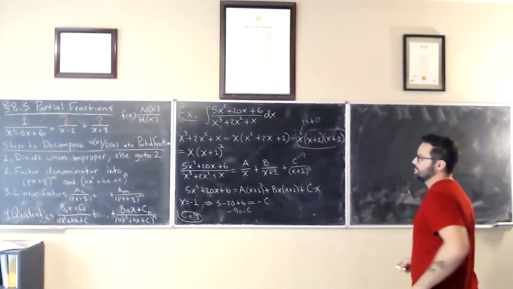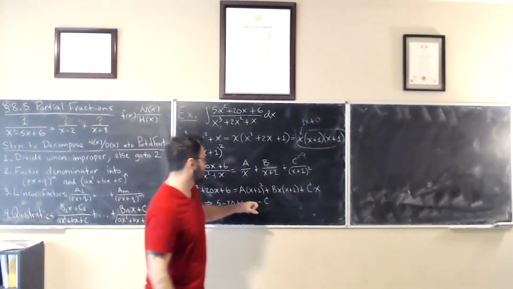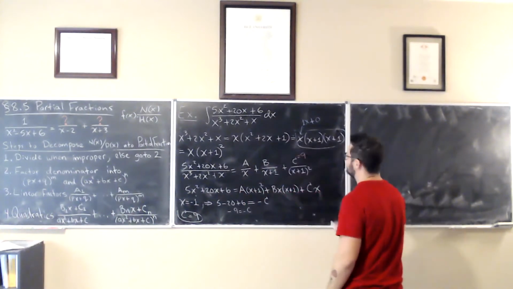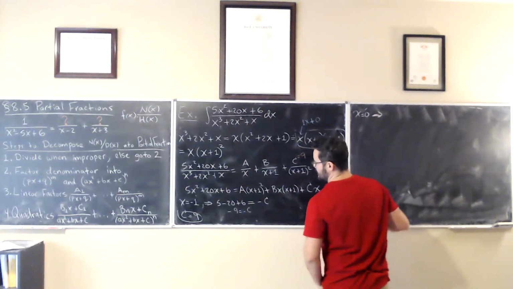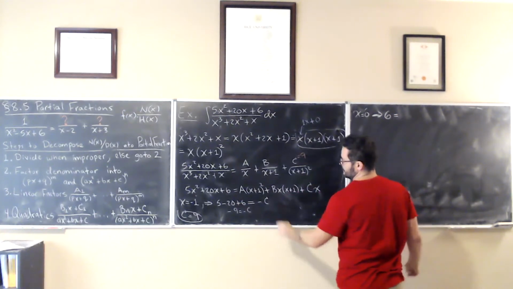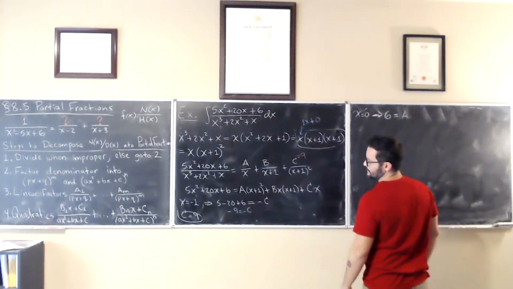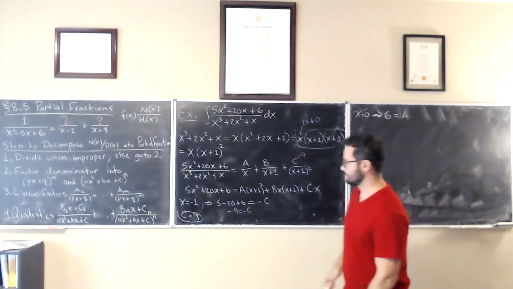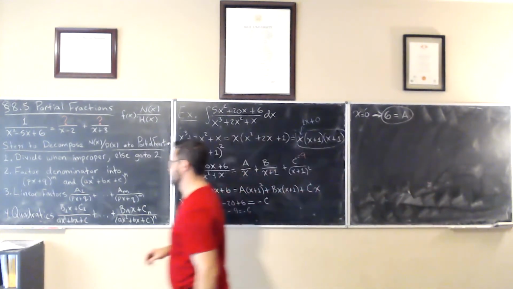So what about A and B? Well, to find A, I can set x equal to 0, and that goes away and that goes away. So A is the next easiest one to find. If x is equal to 0, then on the left-hand side we just have 6. And on the right-hand side, we have 0 plus 1 squared, so it's just A, and then that's 0 and that's 0. So A is equal to 6.